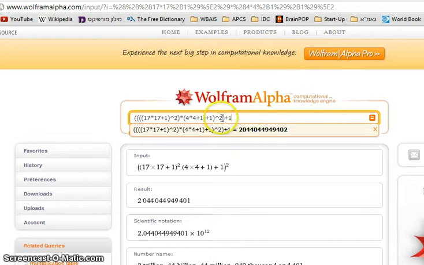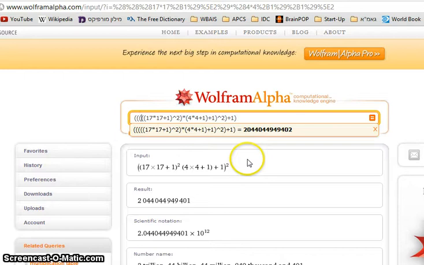Oops, how many squares do we have? 1, 2, 3. 2, 3, 4. It seems that every value is working except for when I add it all up. I get the wrong thing. Okay, so we add 1 again and we square it. This is so stupid.